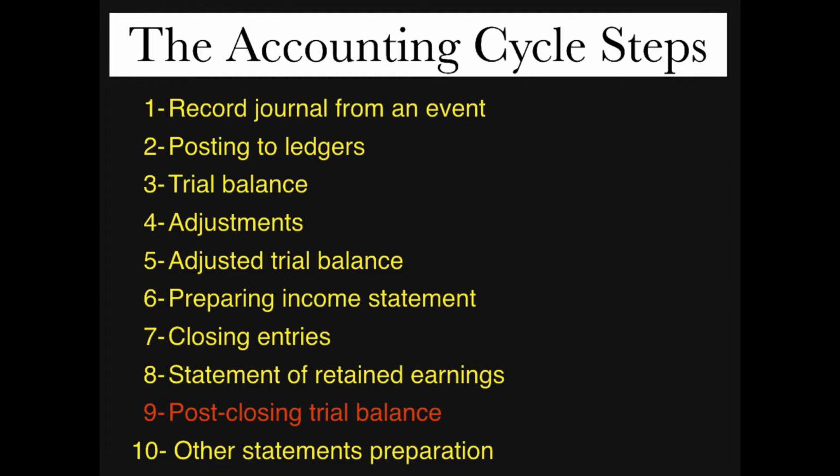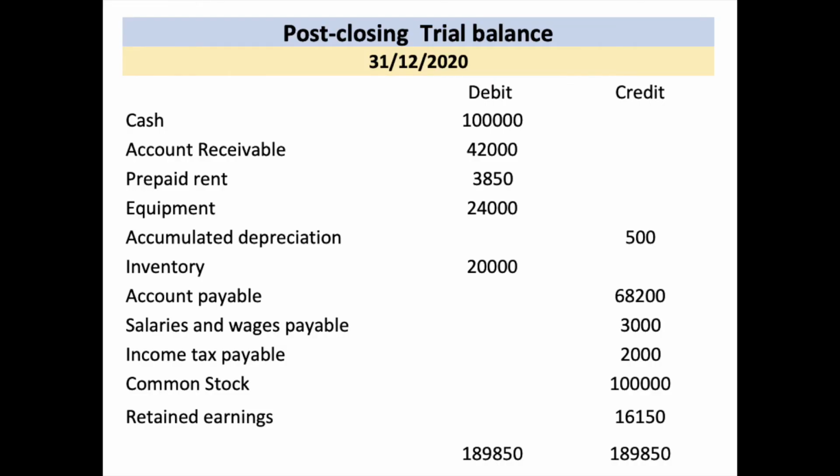9. Post-closing trial balance. Only permanent accounts are part of post-closing trial balance. These accounts are assets, liabilities and stockholders' equity. Also, post-closing trial balance includes retained earnings as additional account. Permanent accounts would be used to create balance sheet in the next step. In addition, these permanent accounts have effect in future periods.